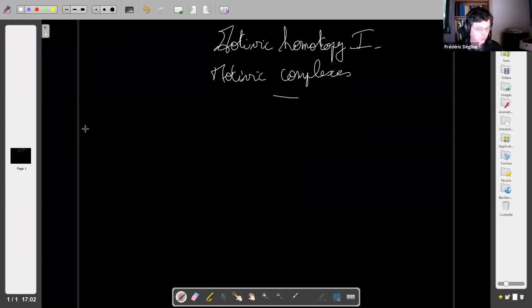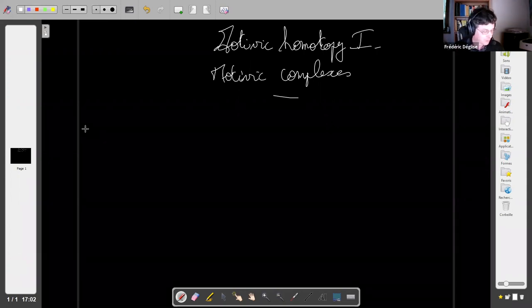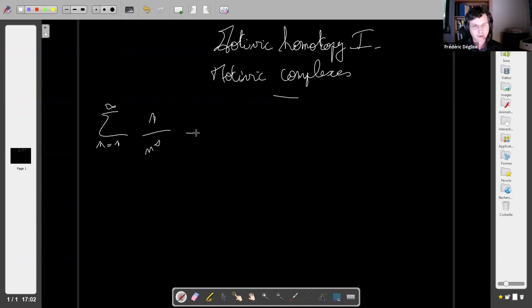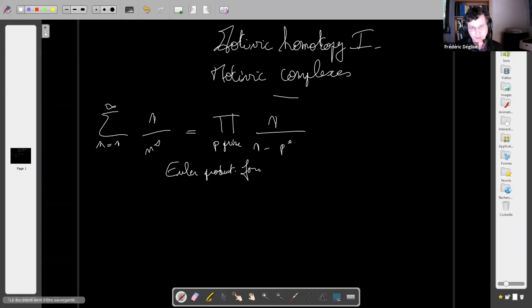I'll start with an historical introduction. Let me start with one simple formula that everyone should know, called the Euler product formula. It reads like that: the zeta function is equal to the product over primes of one minus p to the minus s, inverted. So I said historical introduction. It's the Euler product formula, 1734. For me, it's the starting point for all this motivic stuff and this series.